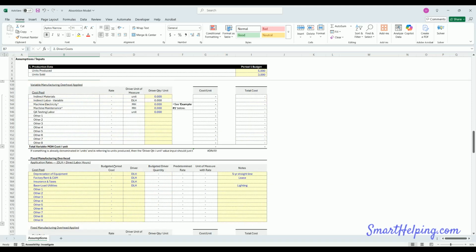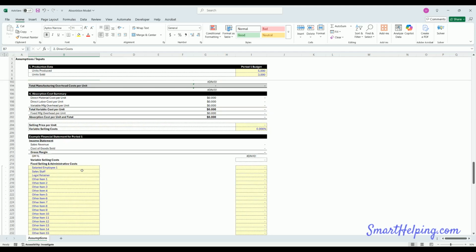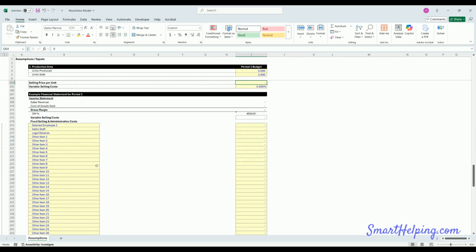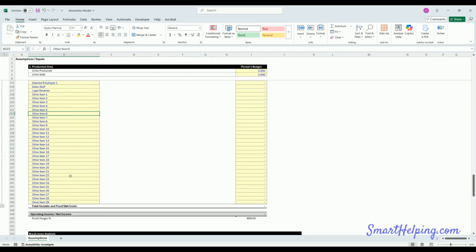And then after we have those, the only thing left is there is an input for variable selling costs as well as the selling price per unit. And then there's assumptions for fixed selling and administrative costs, so we can figure out what our operational net income is for the period.